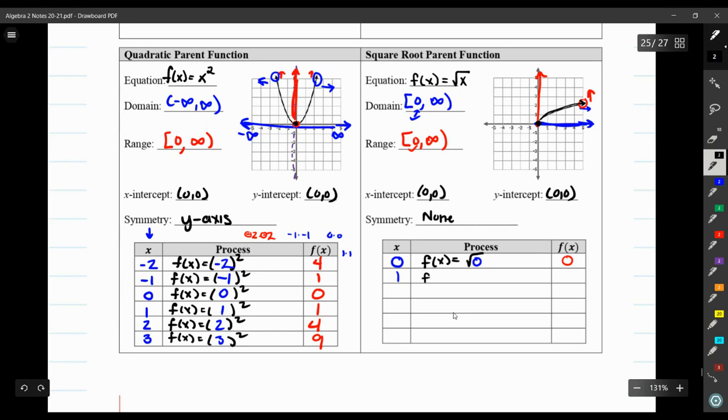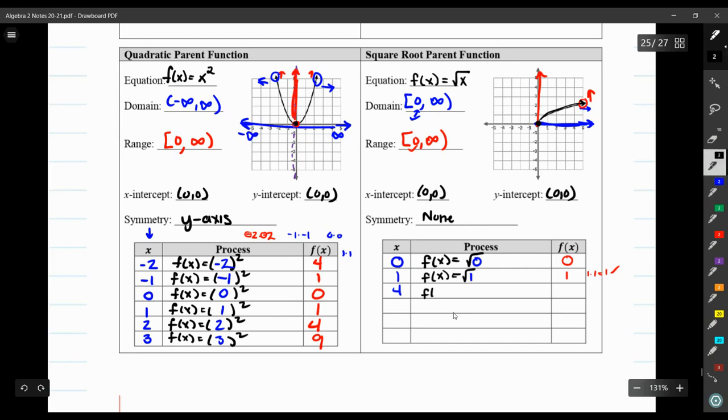And here's why. If I do f of x equals the square root of 1, my question is, what times itself is equal to 1? Well, 1 times 1 makes 1, so that works. The next logical number is not a 2 because there is no number times itself that gives me a 2. The next one is a 4.